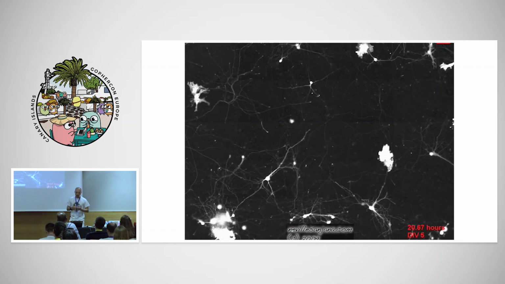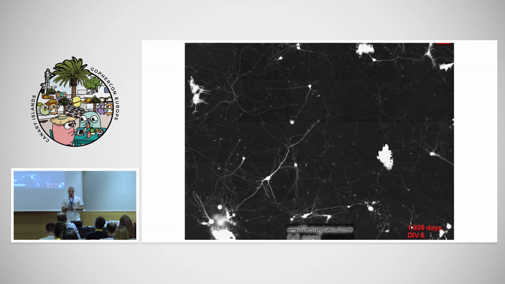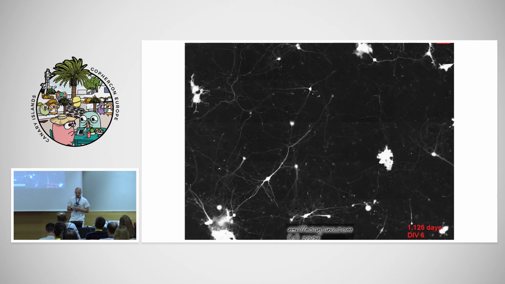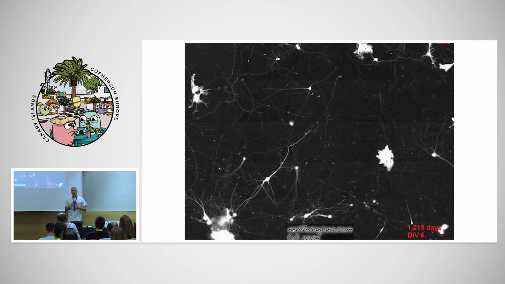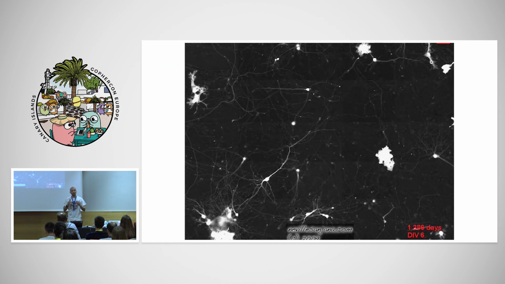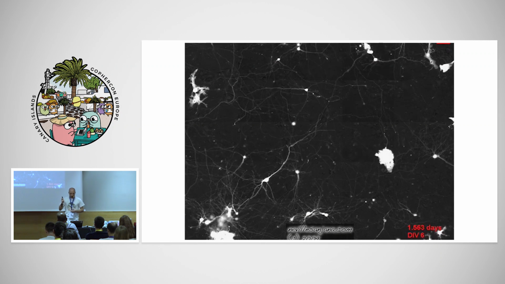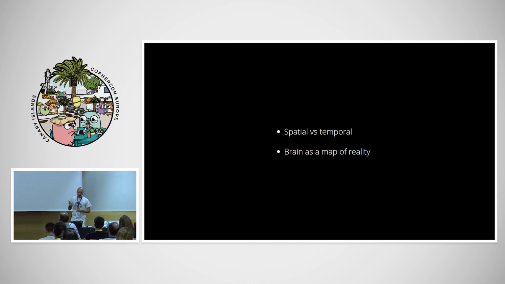It's anything but simple. And I hope if there are neuroscientists watching this talk, they will not go mad at me for oversimplifying things. But still, I think this captures the point that each one of us has the internal physical map of reality in our head. So two things, spatial versus temporal, and brain as a map of reality.